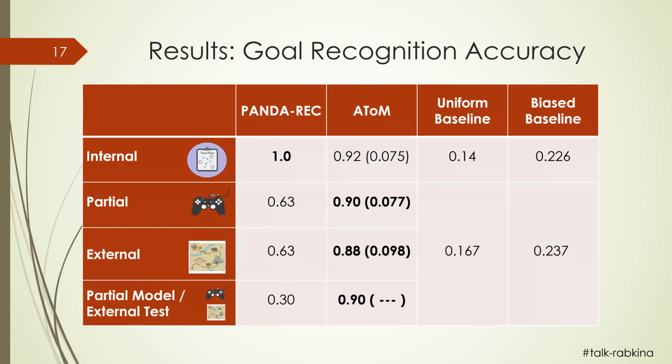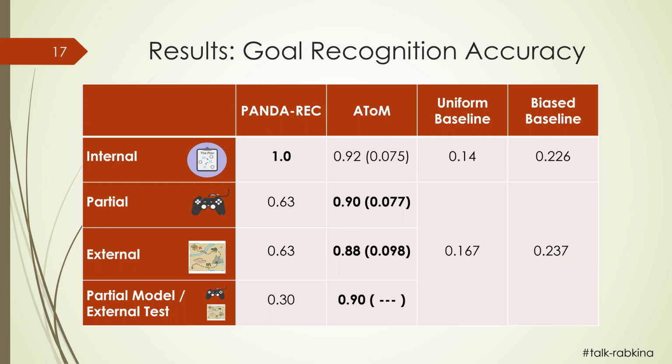And what we found is that Panda, as you might expect, performs extremely well in that full knowledge condition. So when it has full knowledge, when it has access to the agent planner, it performs at 100% accuracy, which is pretty impressive. Atom in that condition performs at 92% accuracy, so not too bad, but that is significantly worse. And as you can see, the random baselines are well below either of those numbers statistically as well.